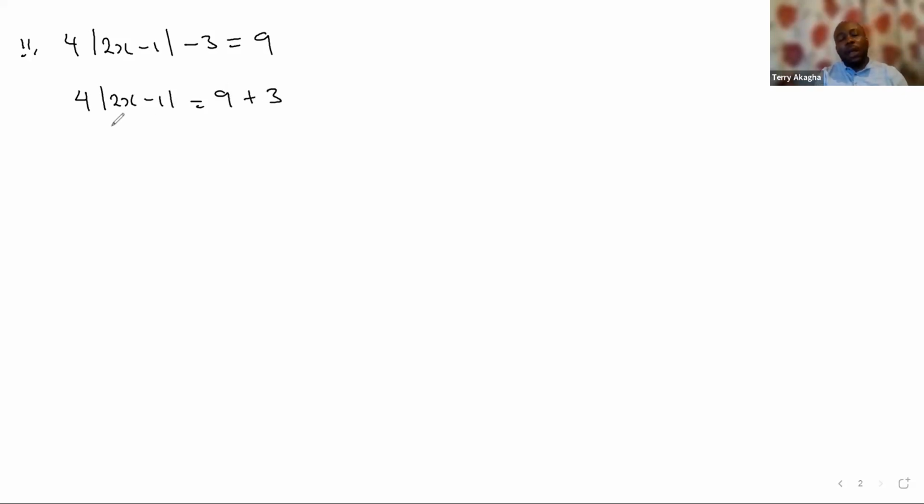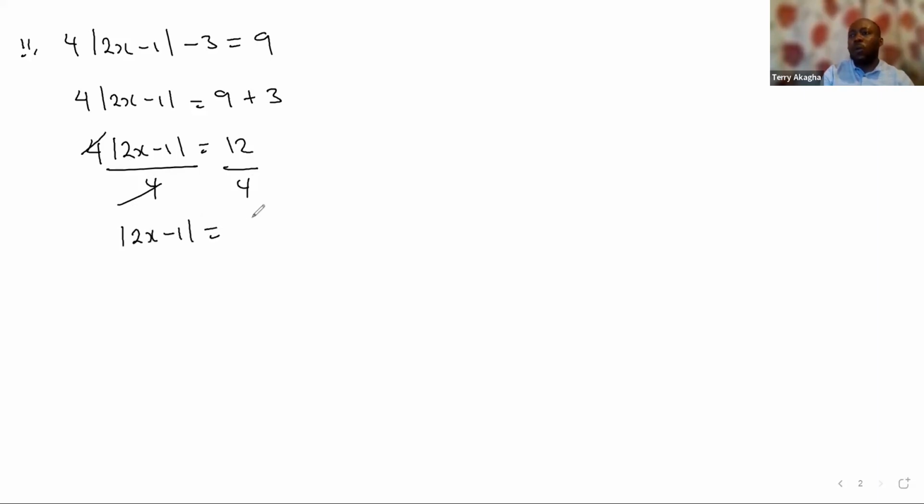Like I said, you can pause the video so that you can have a look at it, solve it on your own. Then when you've gotten your answer, you can come back and you can check. So that'll give us 4 times modulus of 2x minus 1 is equal to 12. Divide both sides by 4. This will cancel that. So it's going to give you modulus of 2x minus 1 will be equal to 3.